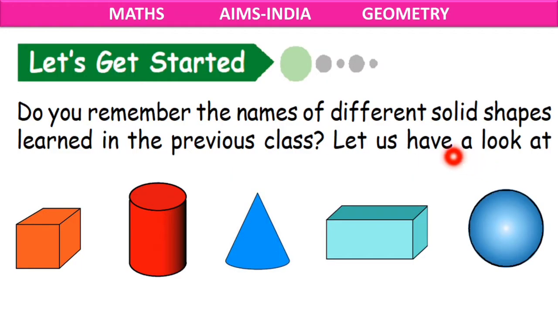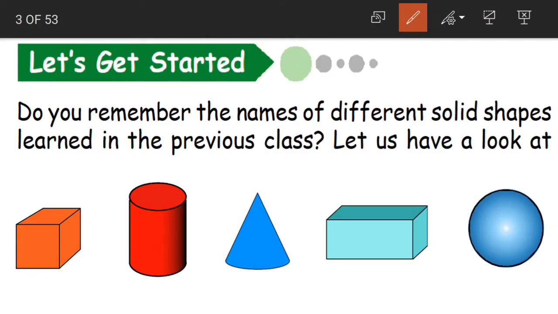Now do you remember the names of different solid shapes learned in the previous class? Let us have a look. These are all the different solid shapes. What are these shapes, children? Coming to the first one, it is a cube.